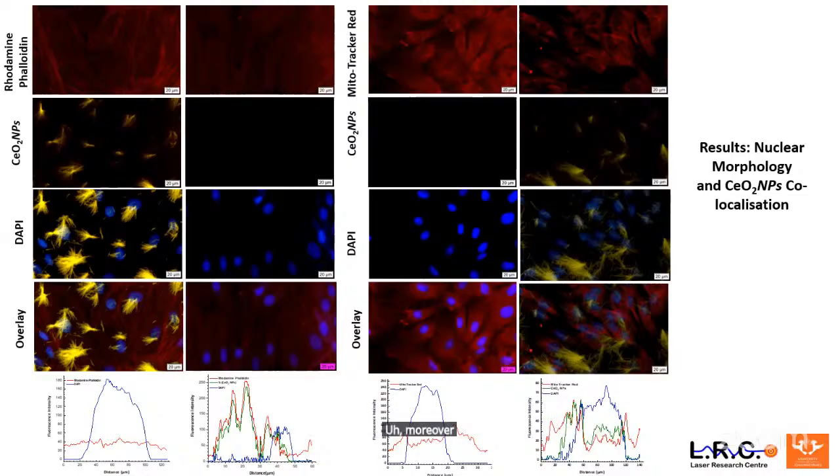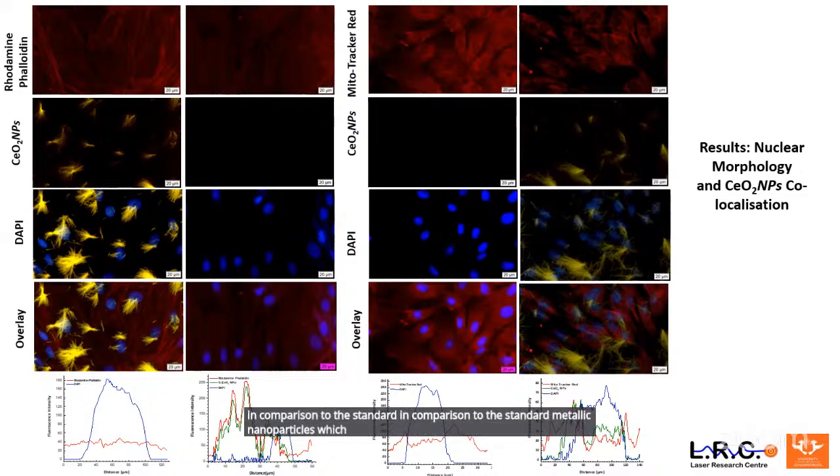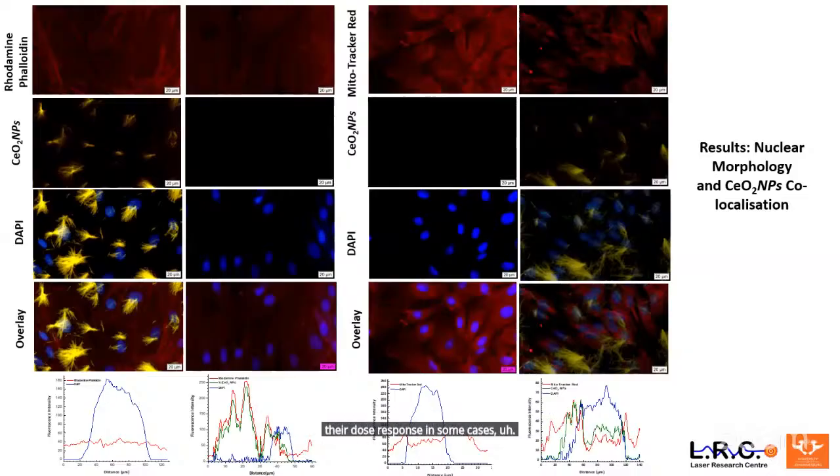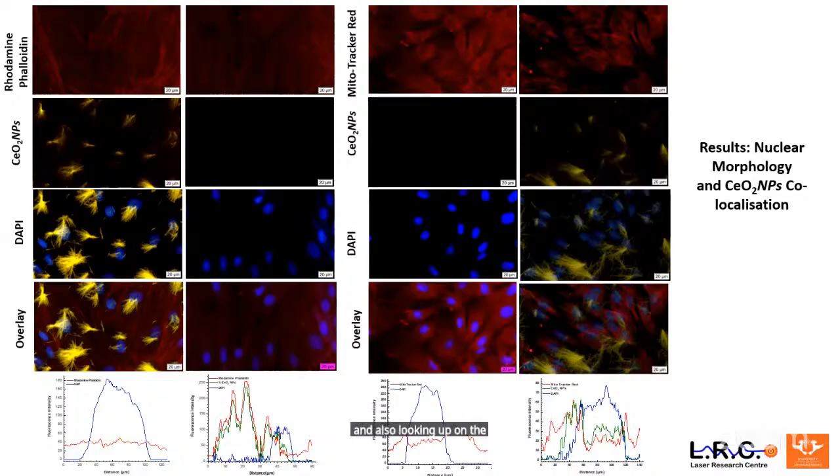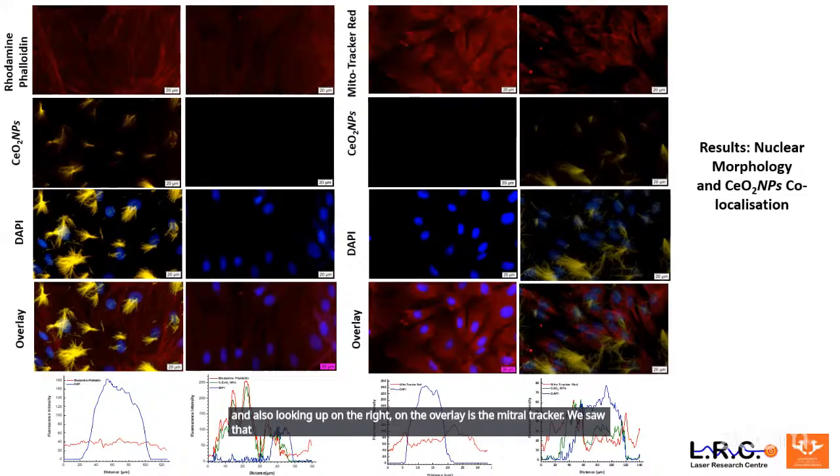Moreover, in comparison to the standard metallic nanoparticles, which we are still looking into, we saw that in their dose response, in some cases, they do show a change in the morphology when used at high concentrations. And also, looking on the right at the overlay using the MitoTracker, we saw that these nanoparticles do localize in the mitochondria of the cell, right?